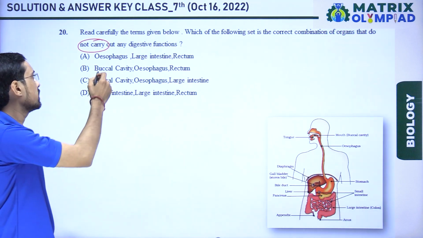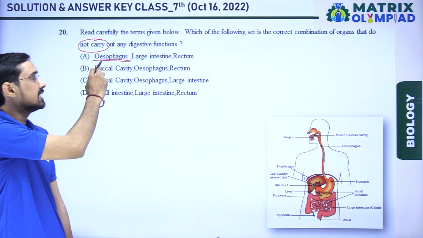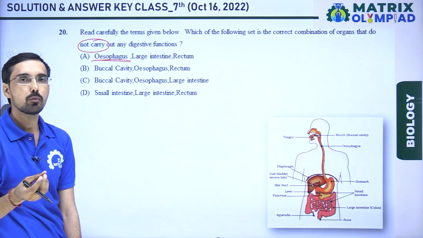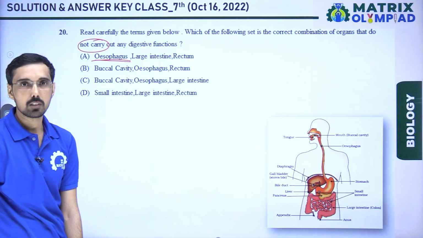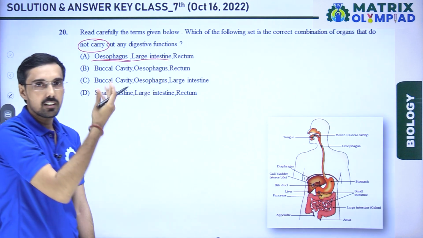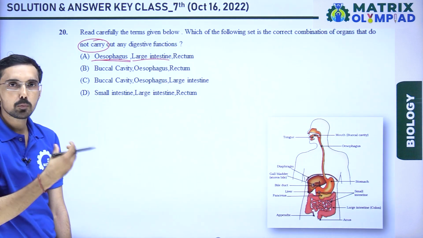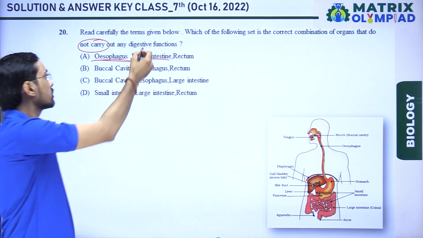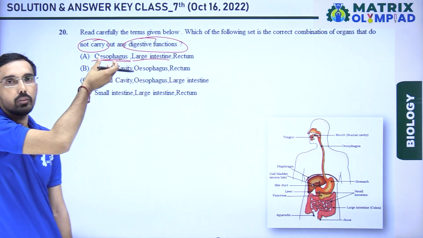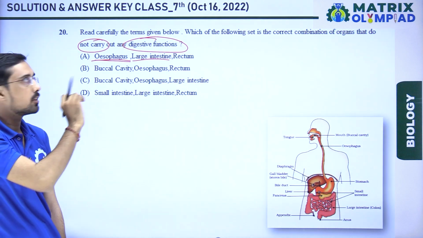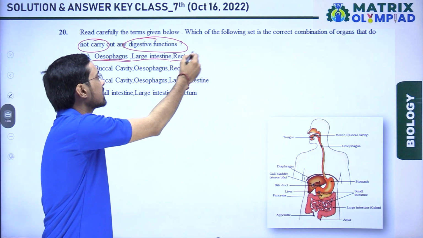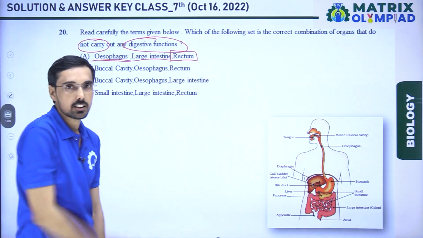In the first option, we can see the esophagus, which is also known as the food pipe. It will transfer our food from the mouth to the stomach only. Next is the large intestine. It helps in absorption, not digestion. The question is asking about the digestive functions. It is an organ which helps only in absorption due to microvilli. Last is the rectum.